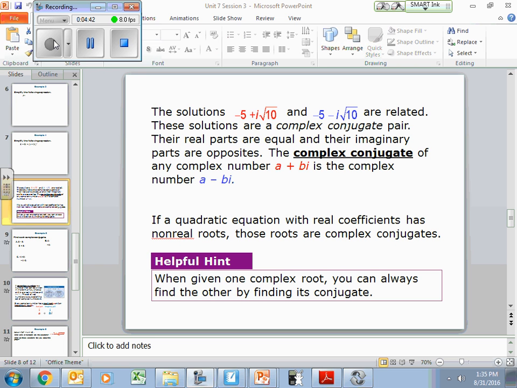This is math talk for, hey, what's the conjugate of a plus bi? Oh, a minus bi. Go ahead and circle those, the plus and the minus, and that's your key to the whole conjugate thing.